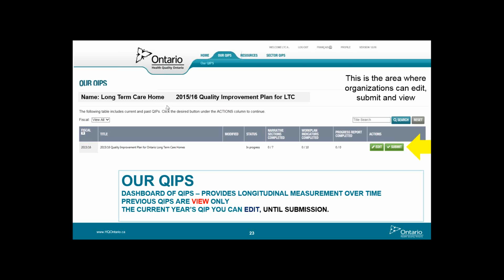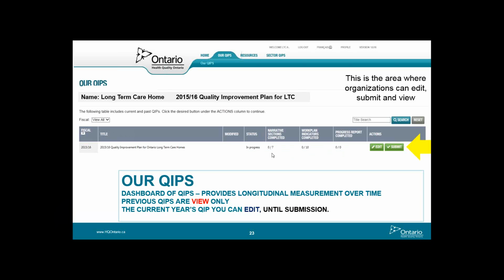If for some reason when you log in you get the wrong name or an incorrect name, please let us know again through the... and you can see that you have an edit and submit button here. You have the dashboard that says in progress and the number of sections complete.